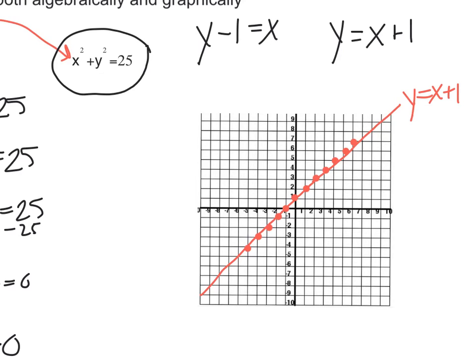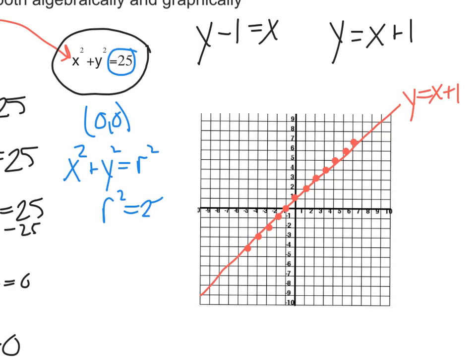This is an equation of a circle, and it is centered at the origin. So my center is (0, 0), and remember, if this equals 25, the formula is x squared plus y squared equals, you've got it, r squared. So r squared is 25, which makes my radius equal to 5.